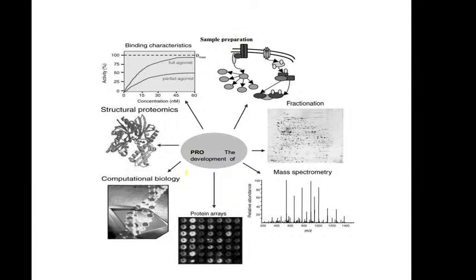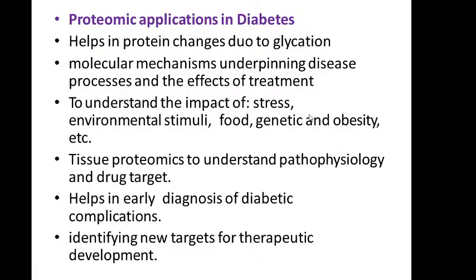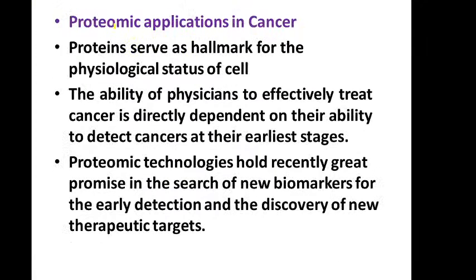Then we have structural proteomics, where we are able to do structure. Computational biology is there. So we have a big perspective in the case of proteomics. We have mass spectrophotometer, we have gel electrophoresis, everything is there. Then proteomic application in diabetes, how it is helpful in diabetes diagnosis. You just read it by yourself.